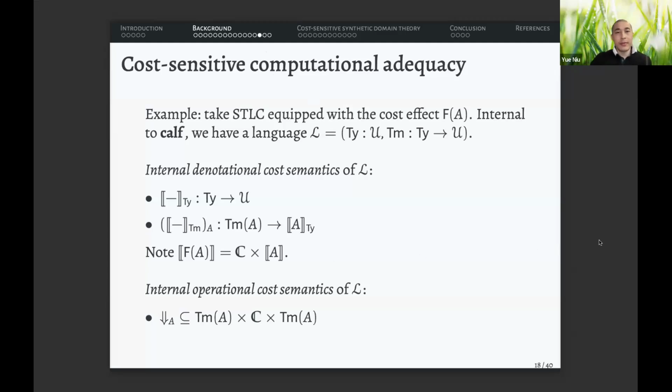The internal denotational cost semantics of STLC is given by a function that maps an STLC type to a type, and a family of functions that maps a term to an element of the specified interpretation of the type. Note that as before, we interpret this abstract cost effect by means of the writer monad on a cost monoid. And similarly, the internal operational cost semantics is defined just as usual, except we take into account the cost of evaluation.